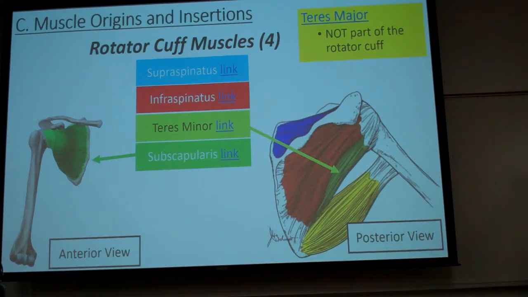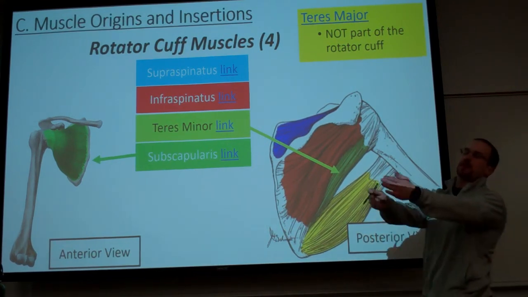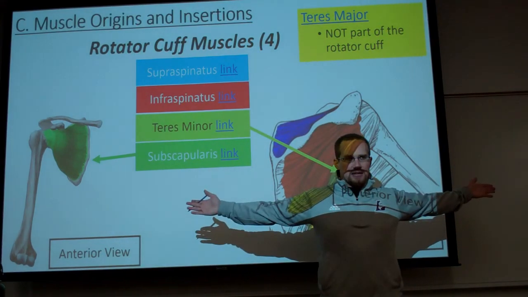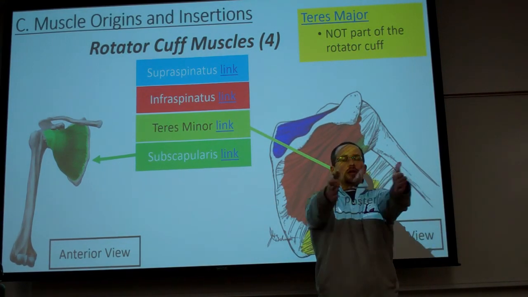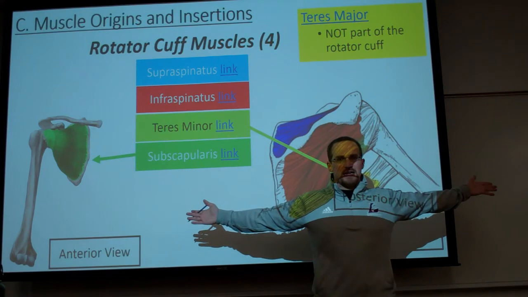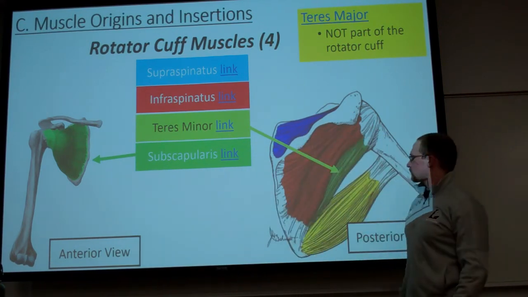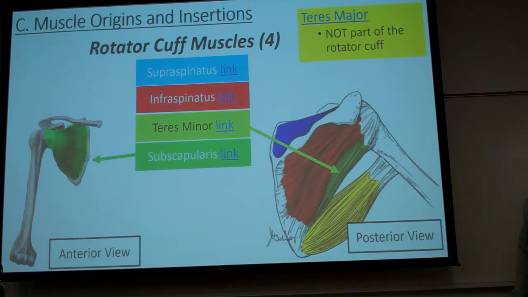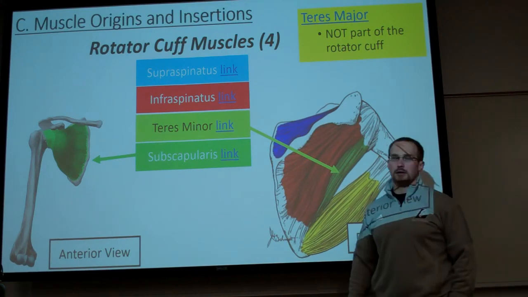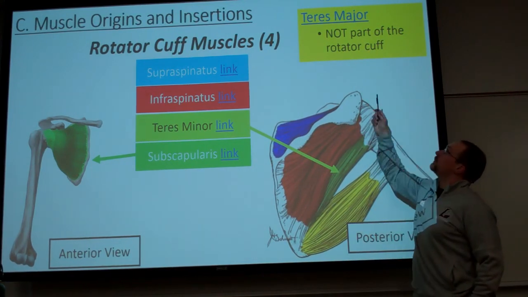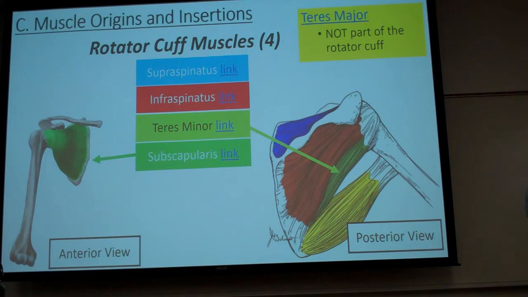However, we got one more action teres major helps with, and that's going to be horizontal abduction. So it's going to help with horizontal abduction. So that's the one oddball there, teres major. One oddball.